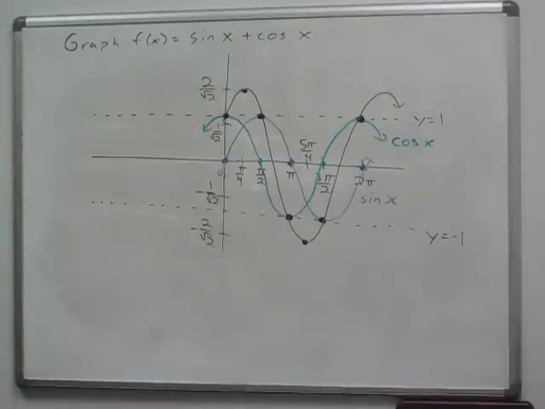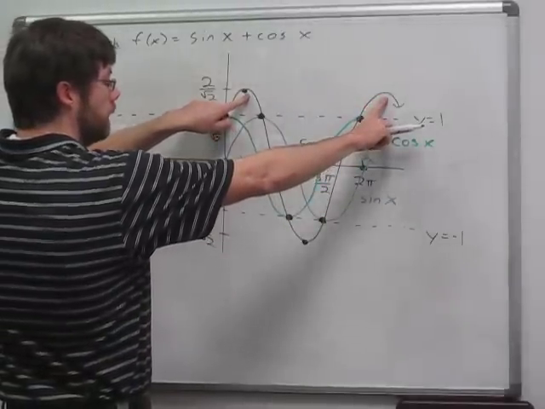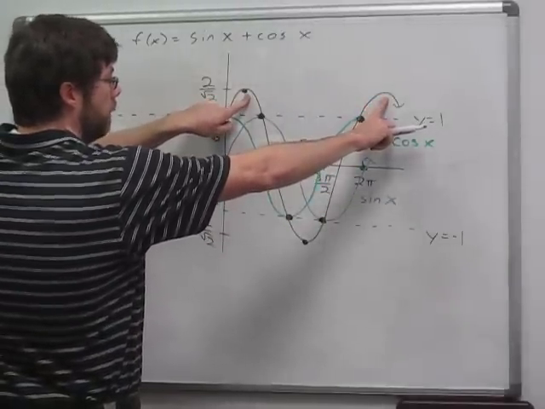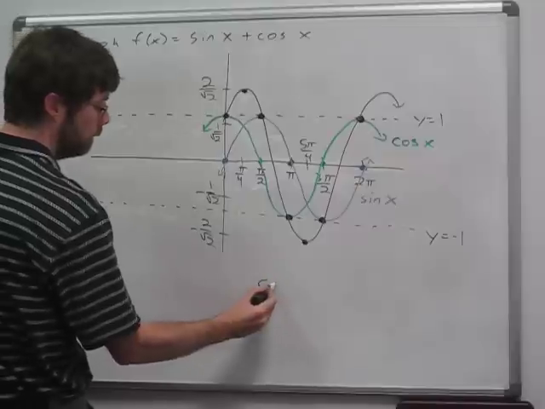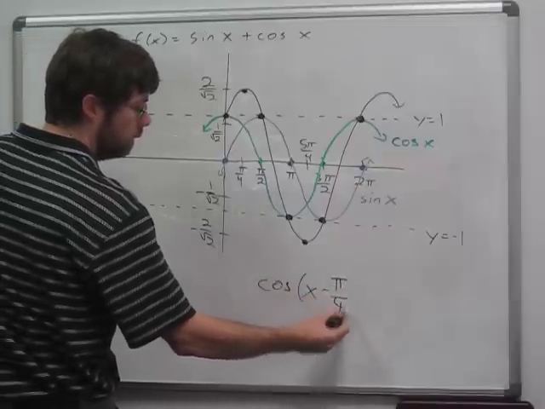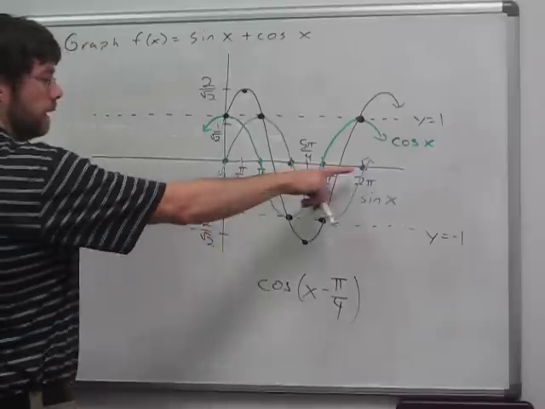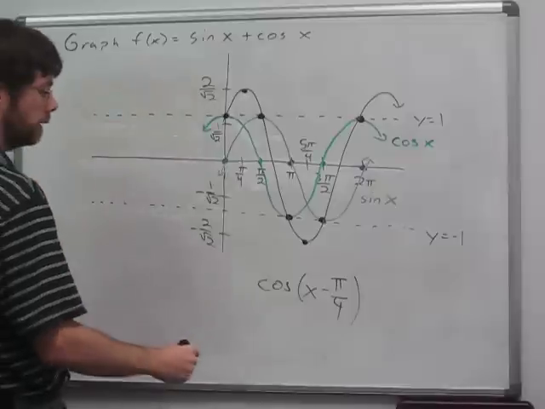For our videos, we'll always try to think of the harmonic form in terms of cosine. And if we look here, we have a cycle of the cosine with a period of 2 pi starting at pi over 4, with a midline of 0, but an amplitude of 2 radical 2.